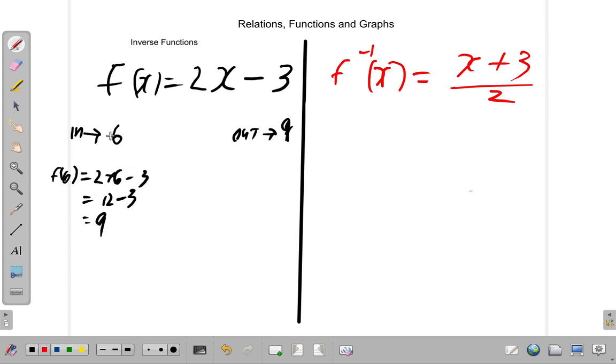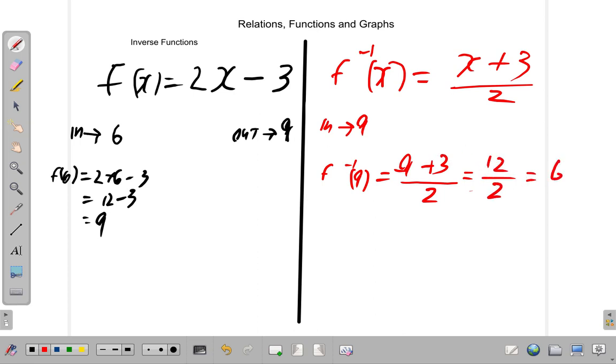Into the function, we put 6 and we got out 9. Let's put 9 into the inverse and see what would happen. In comes 9 into the inverse. So we have f inverse of 9 is equal to 9 plus 3 all over 2. 9 and 3 is 12. 12 divided by 2 is 6. And out comes 6. So you see, we're reversing what happened.